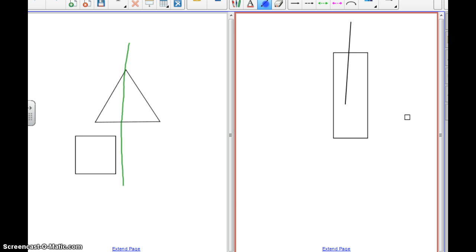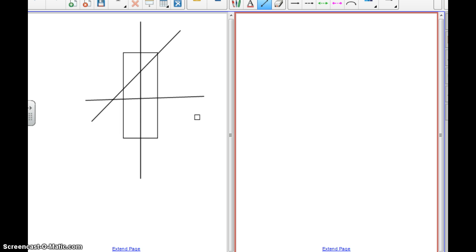Let's go back to our screen here and let's make a few different lines. There's 1. There's 2. Is this going to work? No. No, that's not going to work. What other shape should we try? Square. What other shape would you like to try?